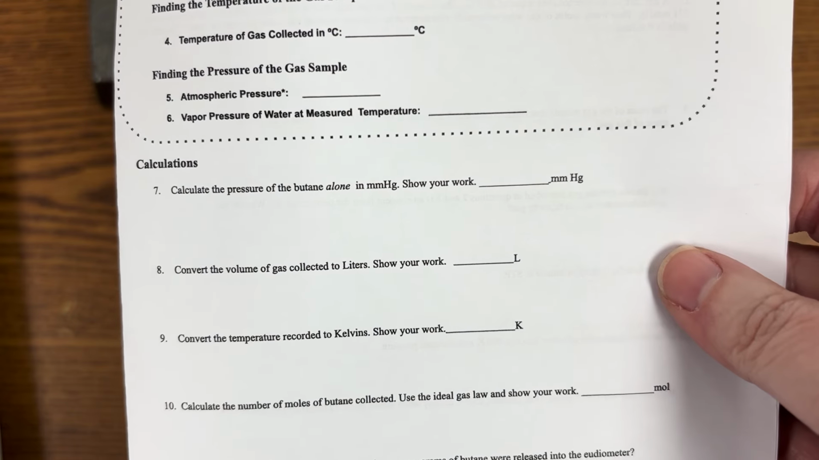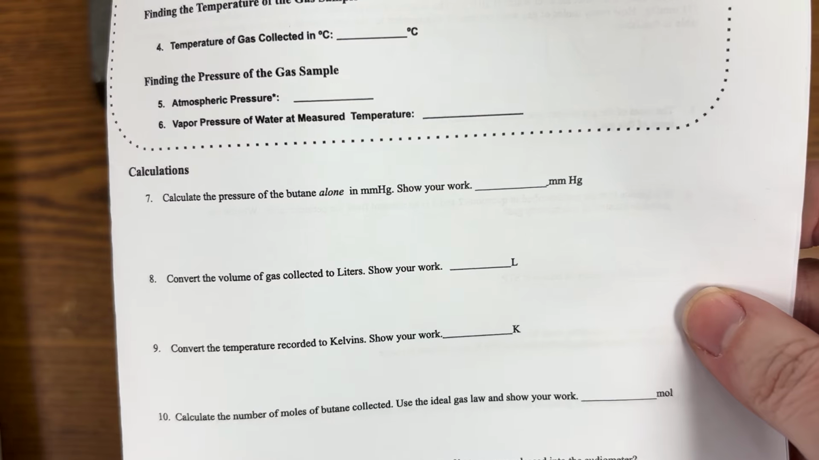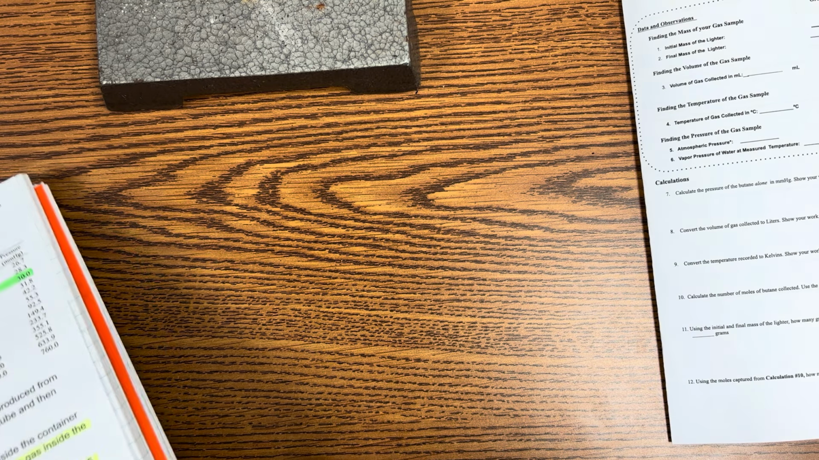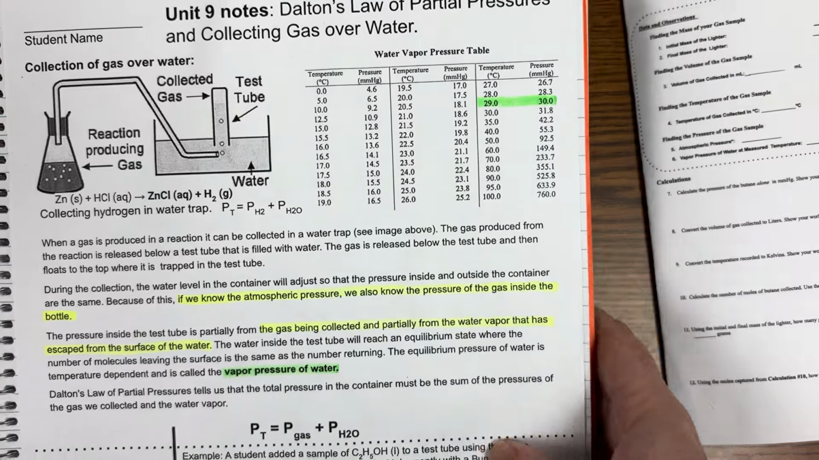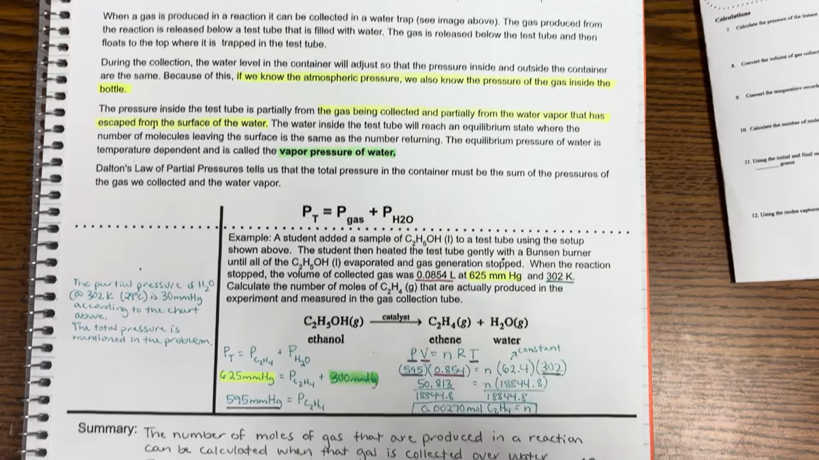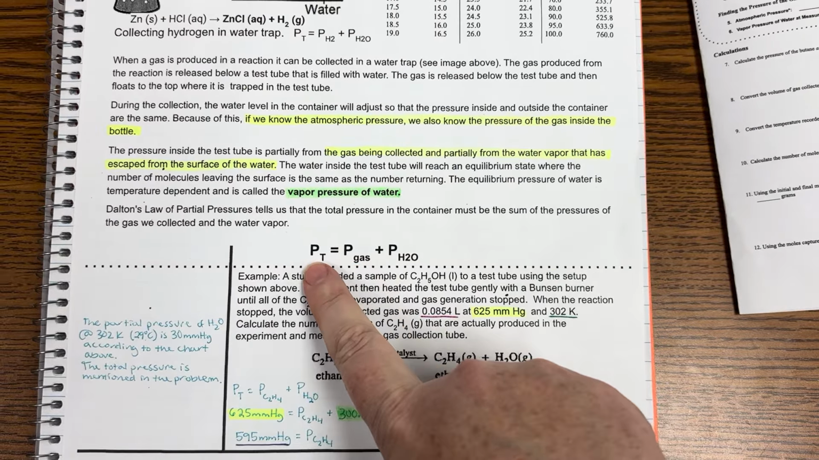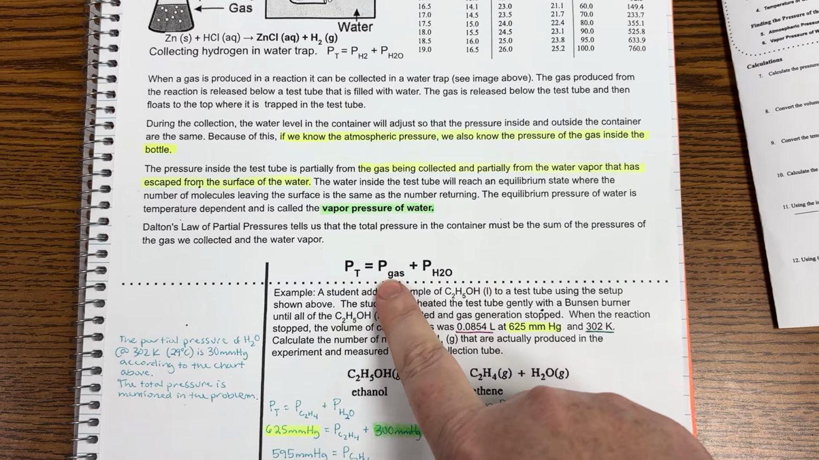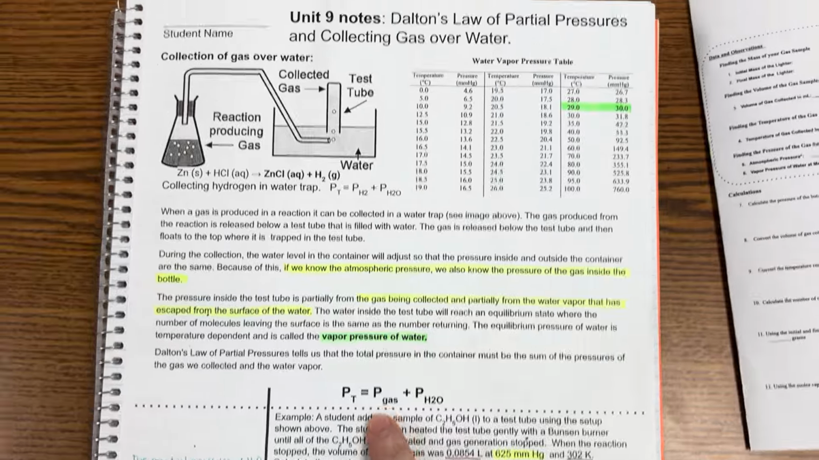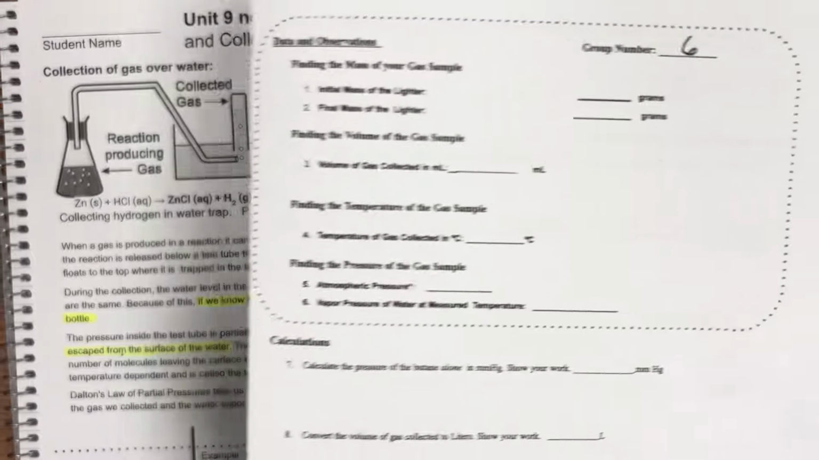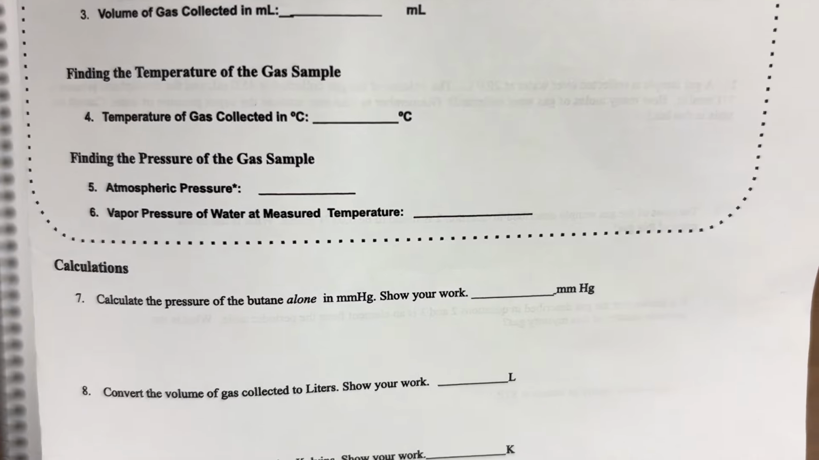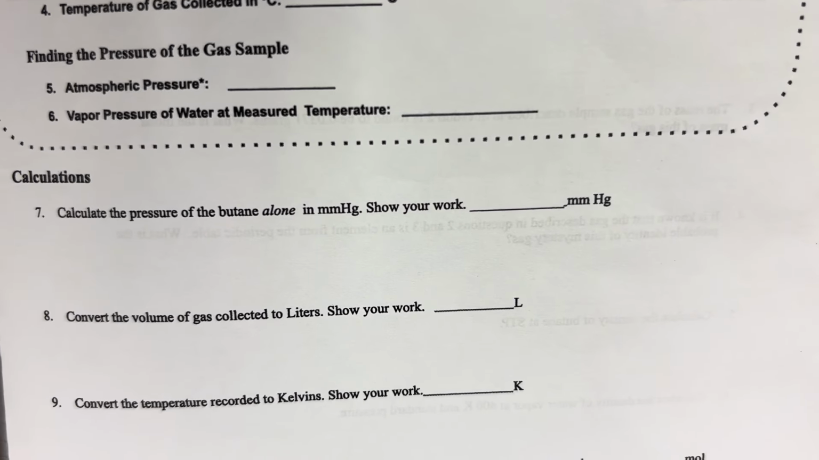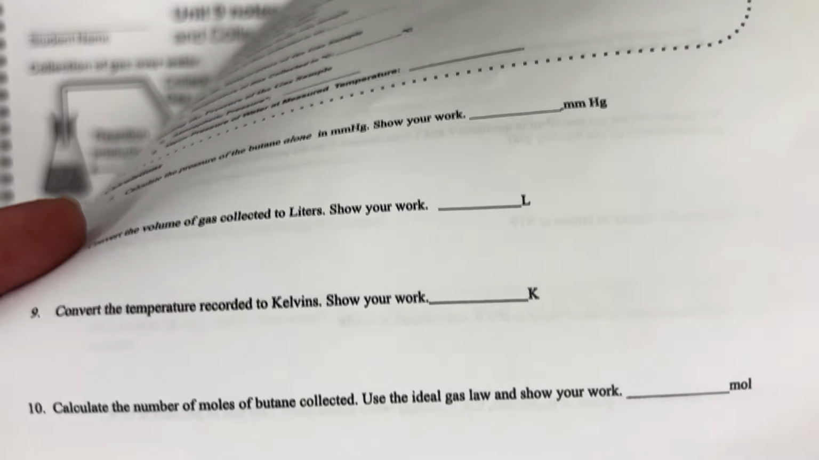For your calculations, when you calculate the pressure of butane alone, that is going to be similar to what we did in the notes using this equation. So you've got the atmospheric pressure, you've got the water pressure from the table, you're calculating the pressure of the butane. So that would be number 7. Number 8, you're converting the milliliters to liters. Number 9, you're converting Celsius to Kelvin.